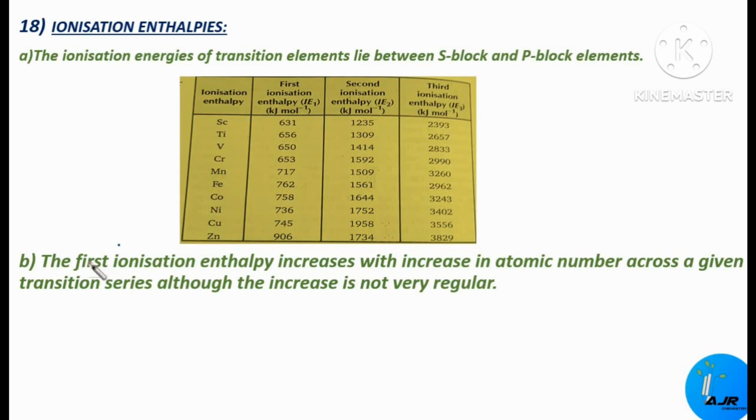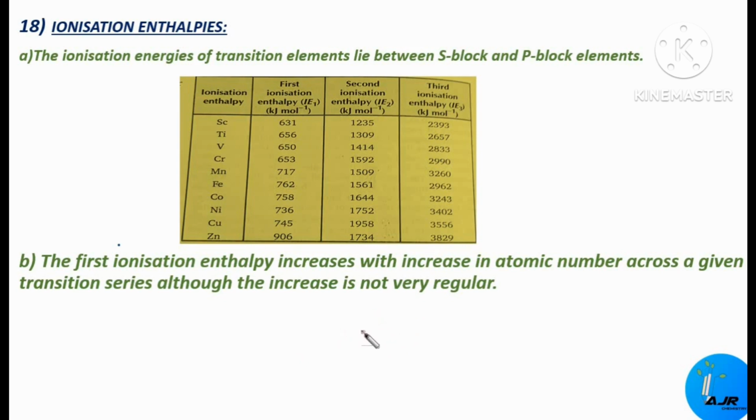Can you understand? The first ionization enthalpy increases with atomic number across a given transition series, although the increase is not very regular. What's the reason? The increase in ionization enthalpy with increase in atomic number across a given series is due to the increase in nuclear charge with increase in atomic number. As our nuclear charge increases, automatically attraction increases. So we have to spend much energy to remove the outer electrons present in the outermost orbit.